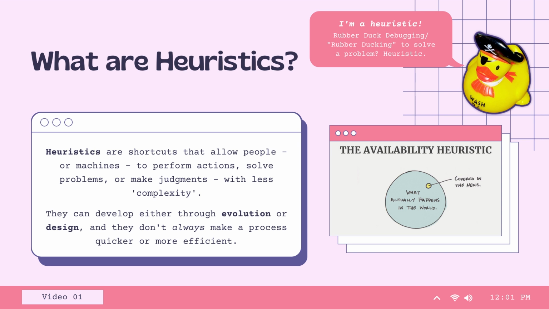But there are some people who will argue that they won't take the vaccine despite health advice because of this available information. Heuristics can develop through evolution or design, and they don't always make a process quicker or more efficient.